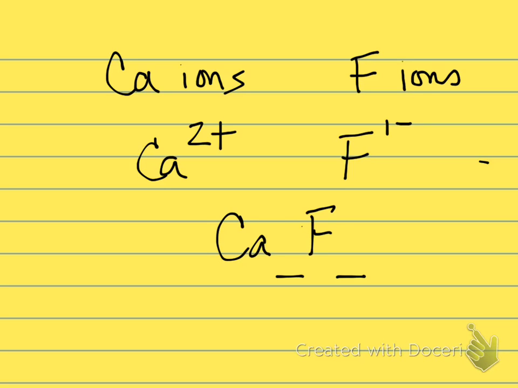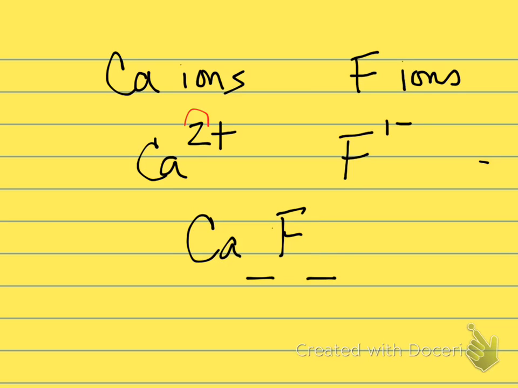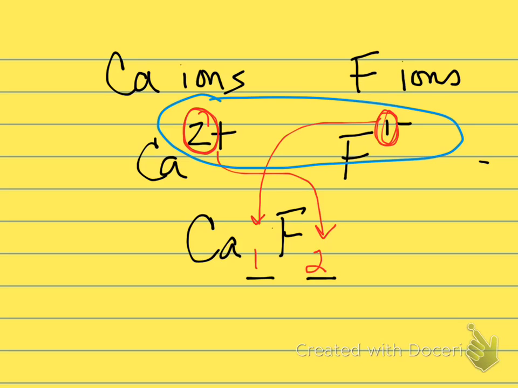You take, let me scoot this over just a little bit. You take the number. You're not worried about the charge. You're just taking the number. And you crisscross them. So we're going to write those numbers as subscripts. And I think you guys all have this, but I'm going to explicitly state it. Let's be real clear. These are charges. Okay? Charges are written as a superscript, and they have a sign, positive or negative. It's a number and a sign.